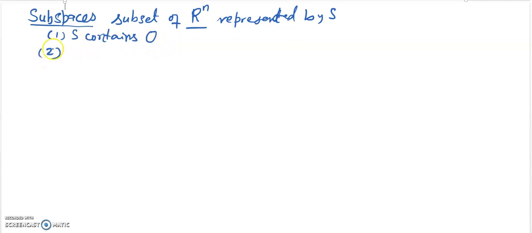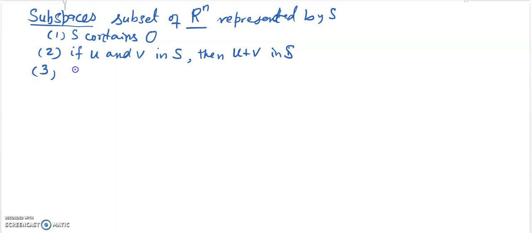The second condition is that if we have u and v as two vectors in the subspace S, then u plus v will also be in the subspace S. So if u and v are two vectors in the subspace, then their sum will also be in the subspace. This is called the closed under addition rule.